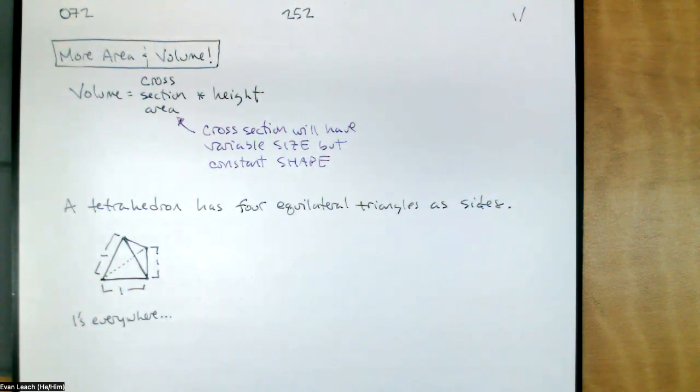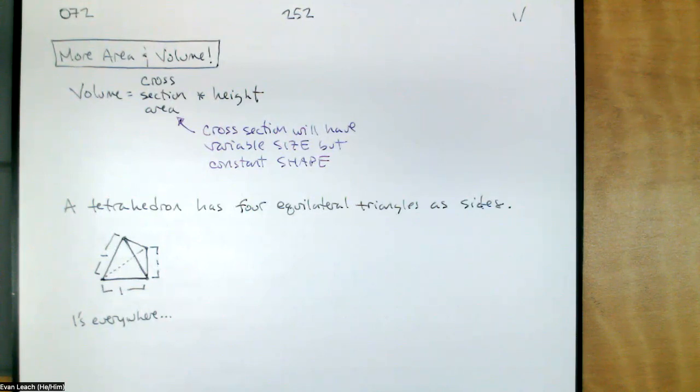Whenever we had length times width times height, that was just the area of one of the faces of a rectangular solid multiplied by the height. When we write the volume of a cylinder as pi r squared times h, that's the area of the circular face of the cylinder multiplied by the height.